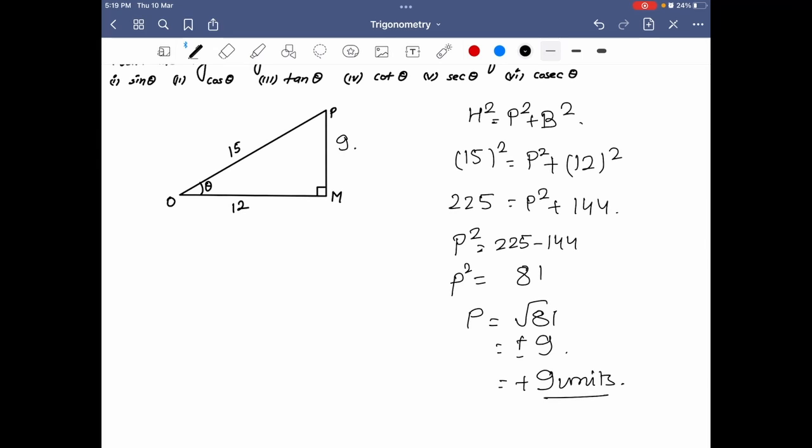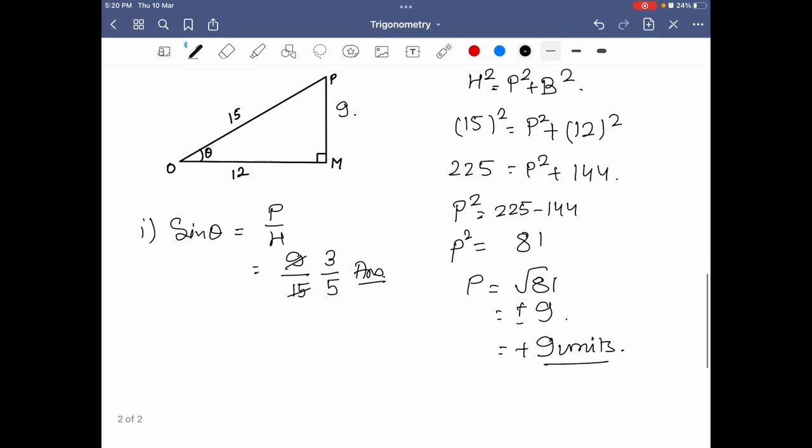So as we have found the value of the perpendicular, now we will get back to our questions, in which we have to find first the value of sin theta. As per the formula, we know sin theta equals perpendicular by hypotenuse. I will write the value of the perpendicular as we have found, it is 9, and the hypotenuse is 15. As both the numbers can be simplified, we can divide by 3, so we get 3 by 5. So the answer for sin theta would be 3 by 5.